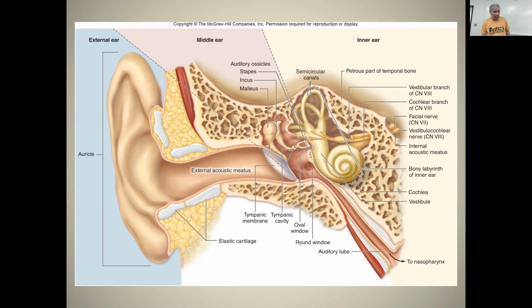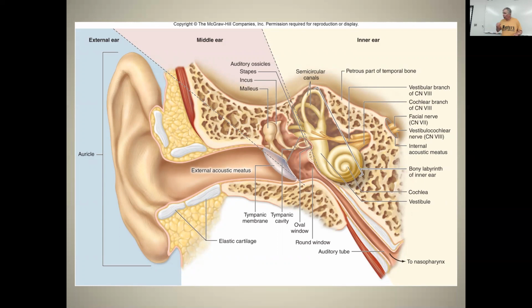You have to amplify the sound waves because you have to translate compression and rarefaction of air molecules to compression and rarefaction of perilymph, a liquid in the scala vestibuli. So you have to convert. It's much harder to push fluid than it is to push air, so you have to amplify it.